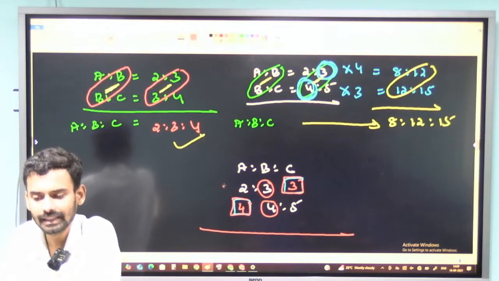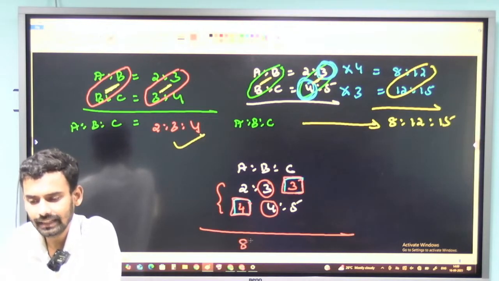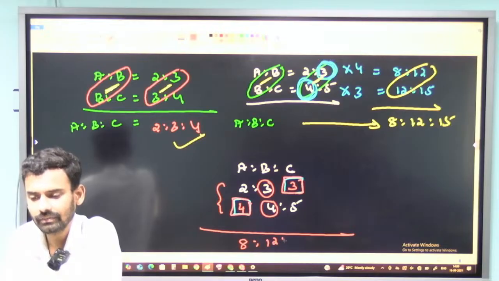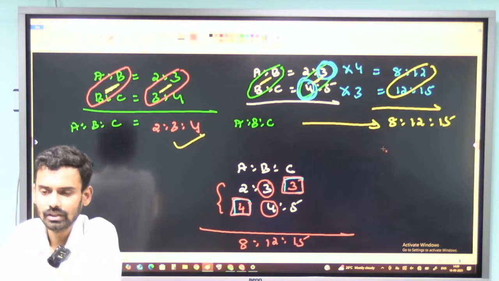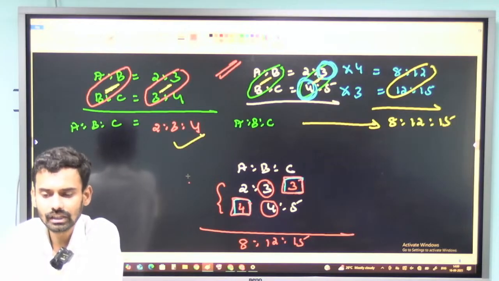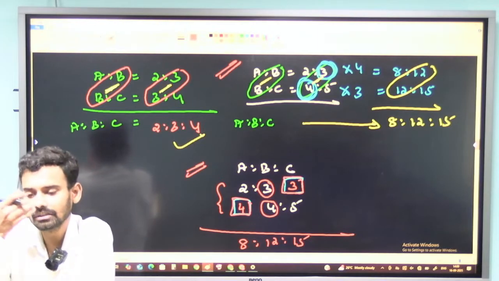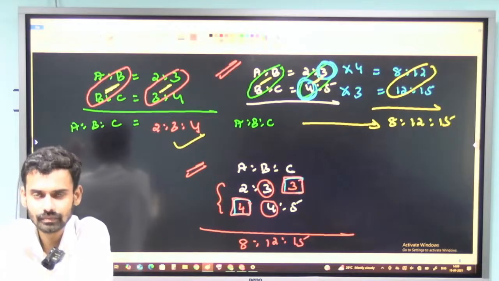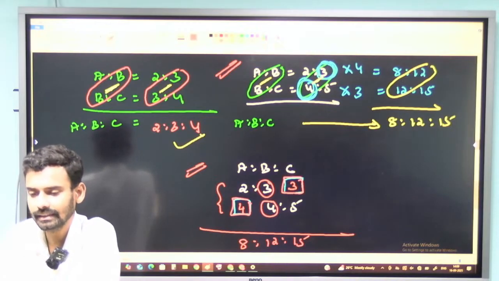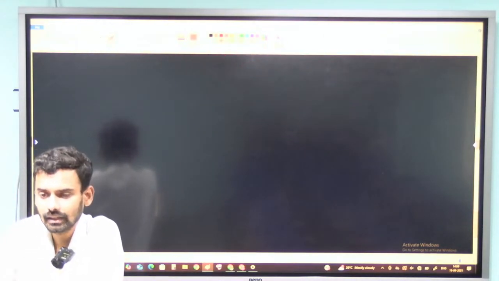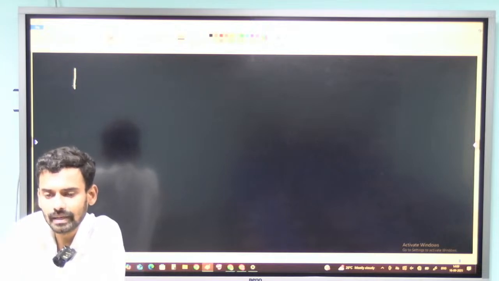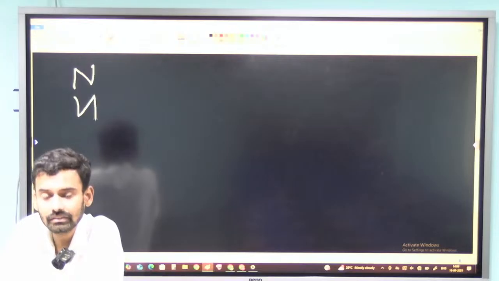Now if we multiply these numbers, 2 4s are 8, 3 4s are 12 and 5 3s are 15, we will be getting the same answer, A is to B is to C. So this is the basic method, and whatever we saw before is the advanced method of merging the two ratios. And we do have one more method, that is called the inverted n method. We all know that in the English alphabet n is written like this. So if we invert this, this is inverted n.